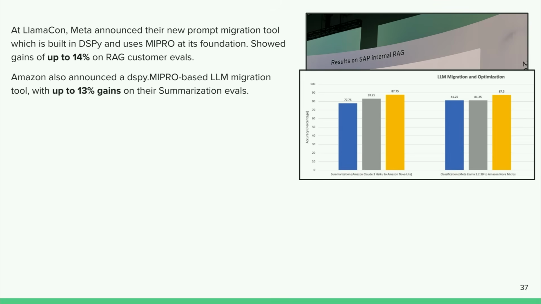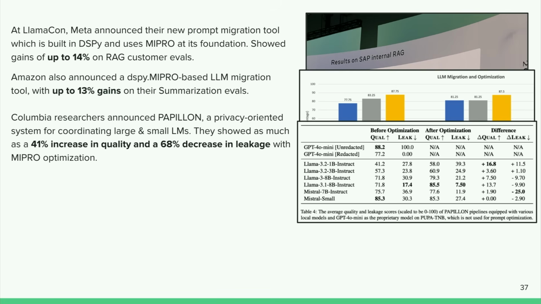The same day, I don't know how these things happen, Amazon AWS also announced a migration tool based on MIPRO, but this time only 13% gains on summarization evals. Columbia researchers and researchers everywhere are using these things and writing about them in public.